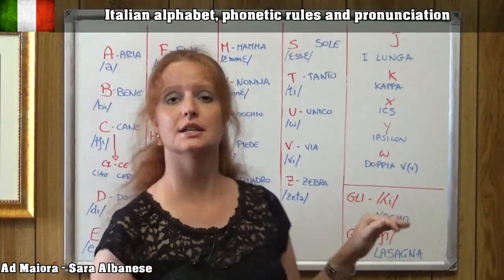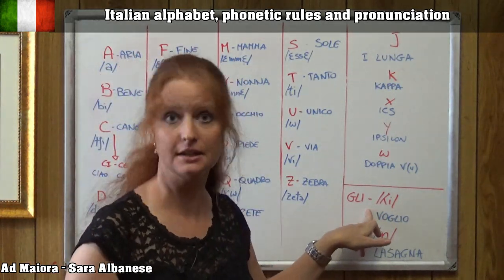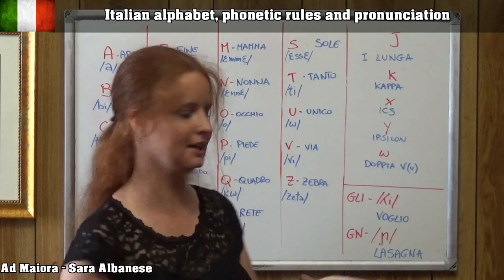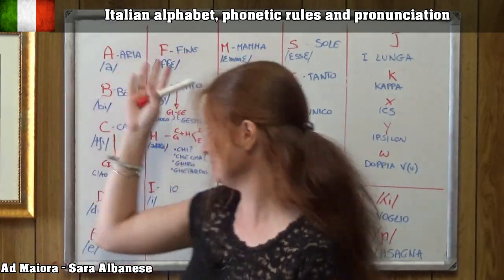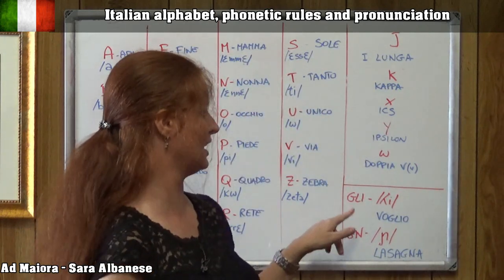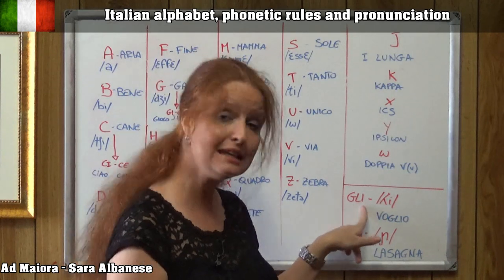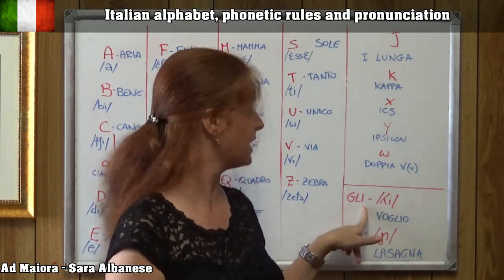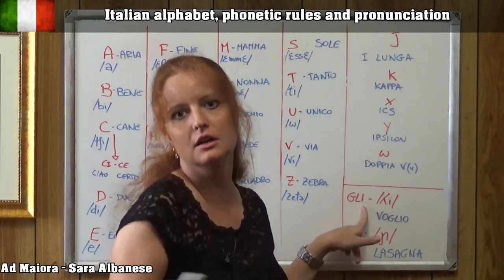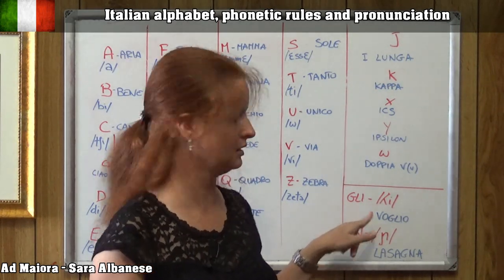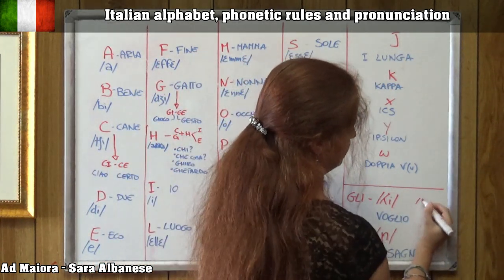Attention, this sound exists only when you have G, L and E. If I pronounce the alphabet in English, it is G-L-I. If I pronounce the alphabet in Italian, the letters are G-L-E, with E at the end. If you don't have E at the end, you don't have to do this sound. It's just gl, as in English. Example, the word English, which is inglese.